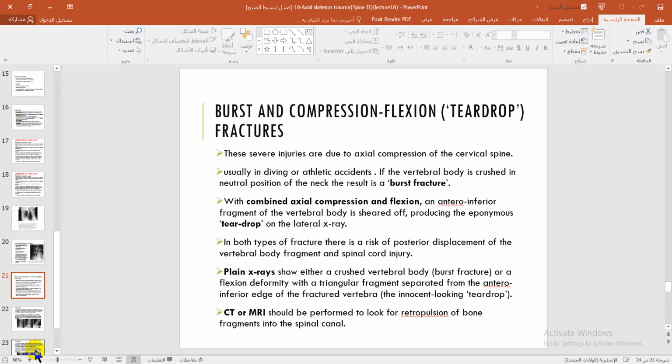The plain X-ray shows either a crushed vertebral body, what's called a burst fracture, or a flexion deformity with a triangular fragment separated from the anterior inferior edge of the fractured vertebra. That is the innocent-looking teardrop. Like a teardrop, it was called teardrop fracture.